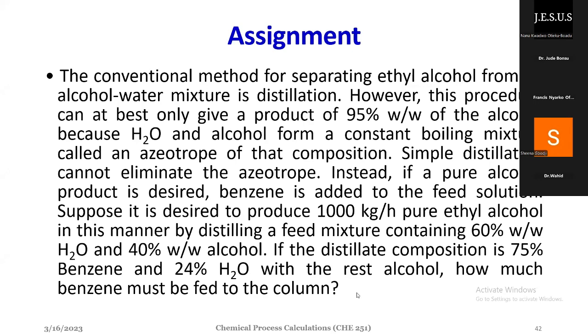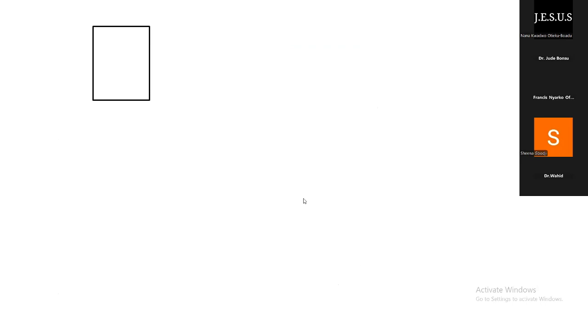I was saying that from the question, realize that you are supposed to separate alcohol. But when you separate, you are achieving 95% alcohol, and you want to achieve a pure alcohol. Before you can achieve this pure alcohol, you need to feed in a certain amount of benzene. So we are supposed to find the flow rate of benzene that we need to achieve 100% alcohol from the mixture. So this is our separator, or our process unit.